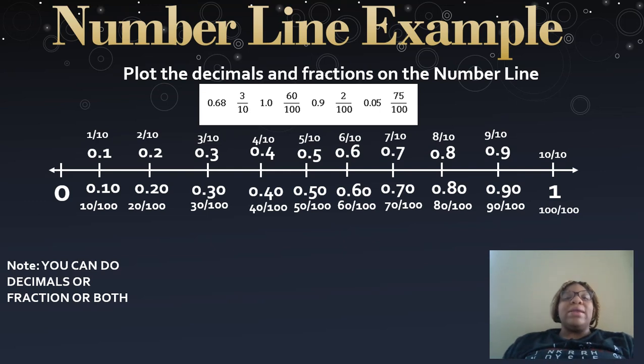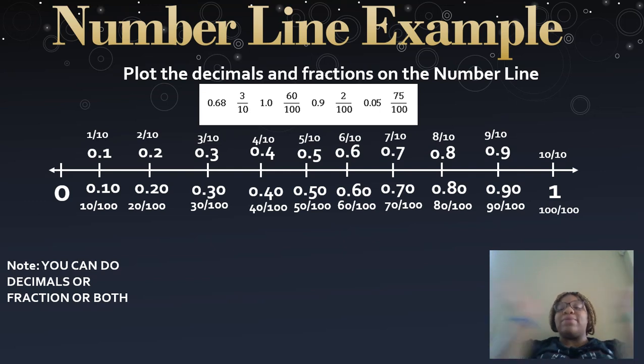We have 0.68, which is also 68 hundredths. So I'm going to look on my number line and think about, where would 68 hundredths lie? I can tell that I have 60 and 70 hundredths. So I know that 68 hundredths will lie somewhere in between there. Would it lie closer to 70 hundredths or closer to 60 hundredths? Good. If you said it's going to lie close to 70 hundredths, you are correct.